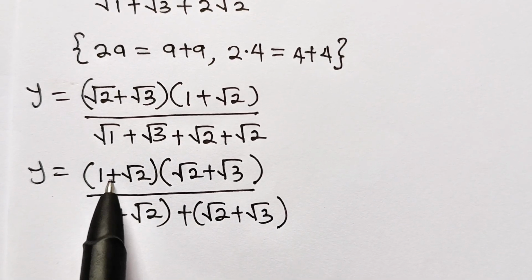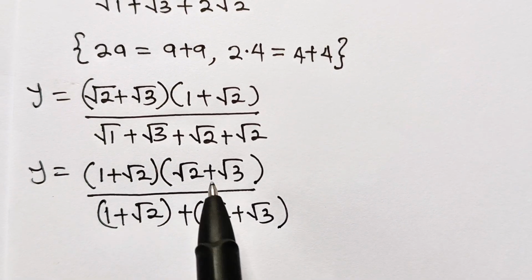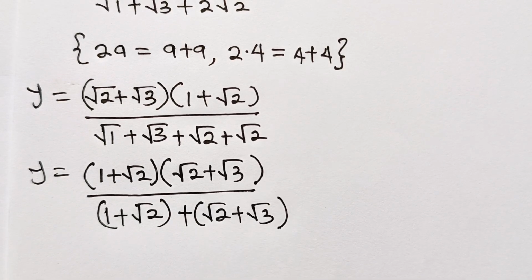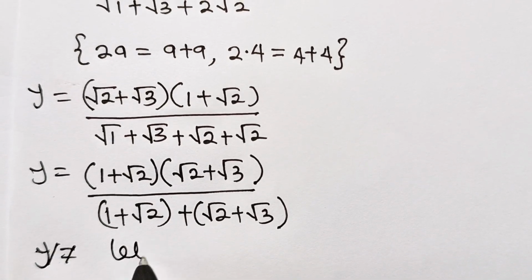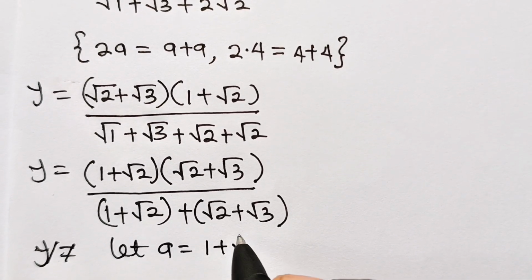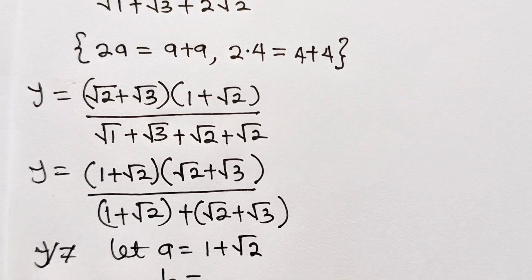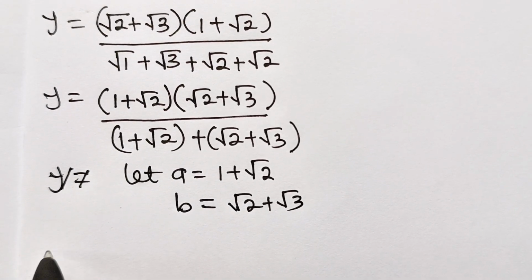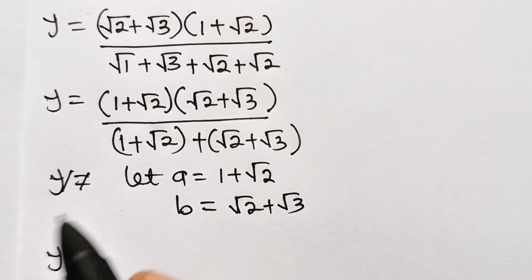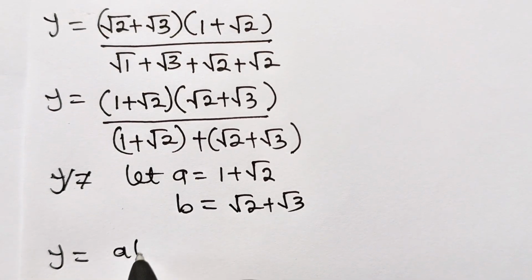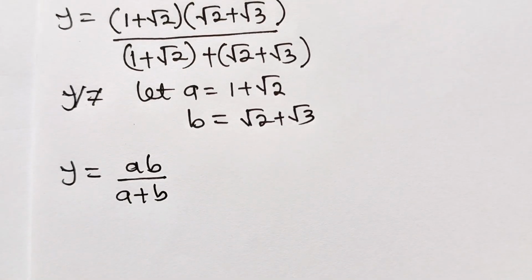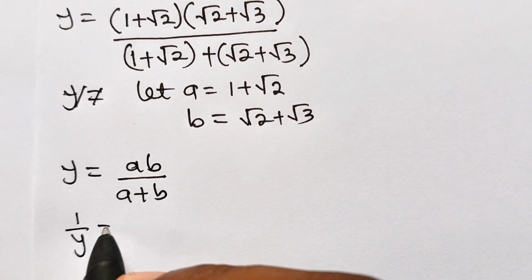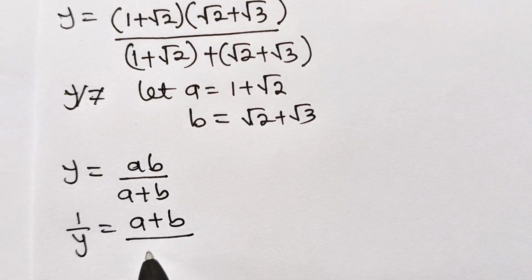Now if you look closely, we have this here and this as our denominator. We have this here and this as our numerator and denominator as well. So we can say, let a be equal to 1 plus root 2 and b be equal to root 2 plus root 3. If we make that statement, that means we can write y to be equal to a times b over a plus b, right? That means that 1 over y will be a plus b divided by ab.